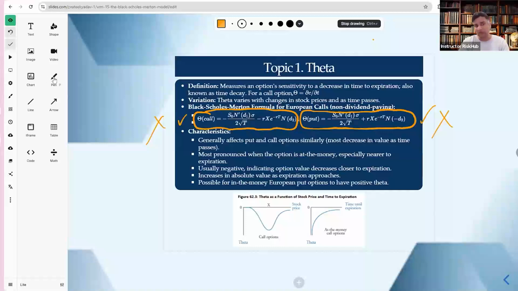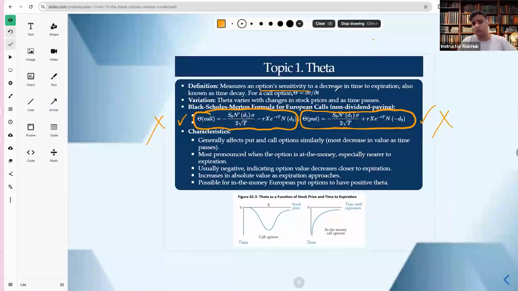If at all they ask 3 questions also, one question will be on delta, I'm pretty sure. One question will be on maybe properties of Greeks, delta, gamma, theta, where it is highest, etc. So 2 questions I can solve. One question, if I miss it also, that's fine, right? That's totally fine.